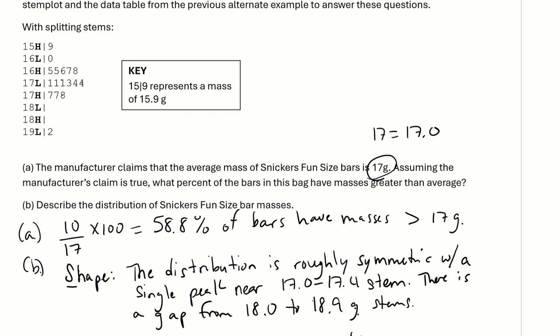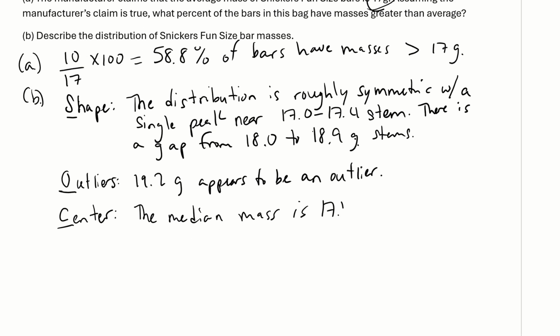So that means if there's 17 bars, there's one middle number, and that middle number has to be the ninth number, right? So one, two, three, four. Sorry, I messed up there, let me do it again. So I gotta do this one, then this one, and this one, that and this, one, two. So there's that one middle number right there, which is the 17.1, okay? So the median mass is 17.1 grams.